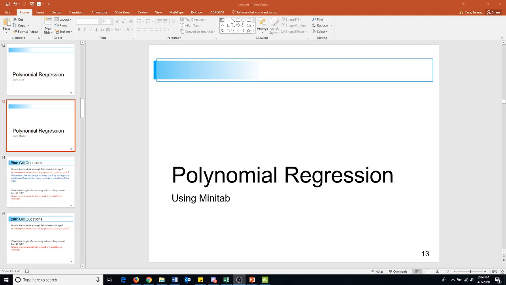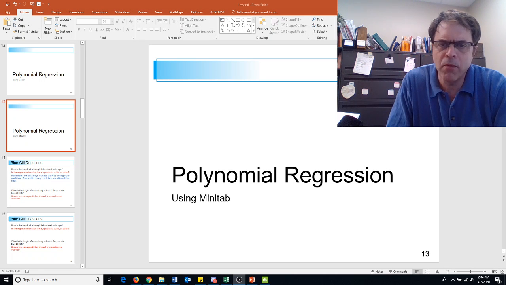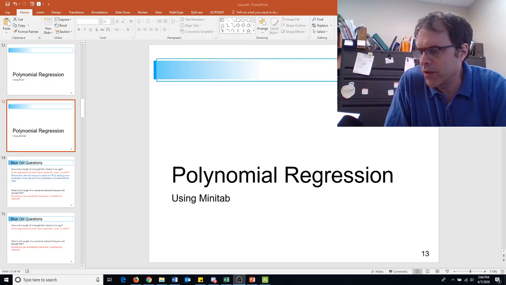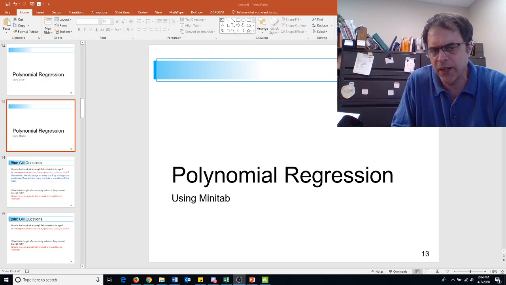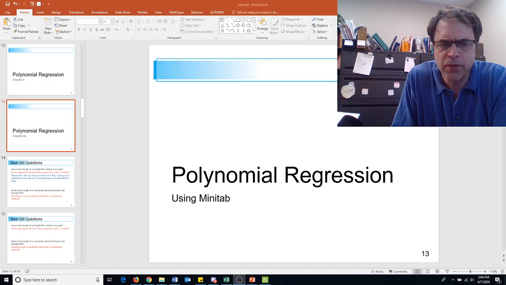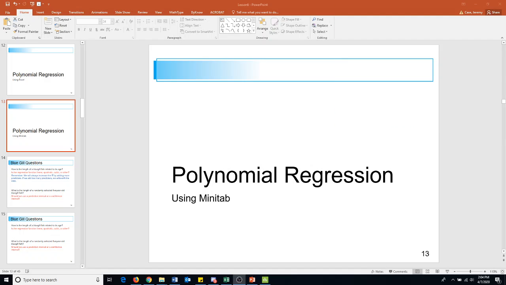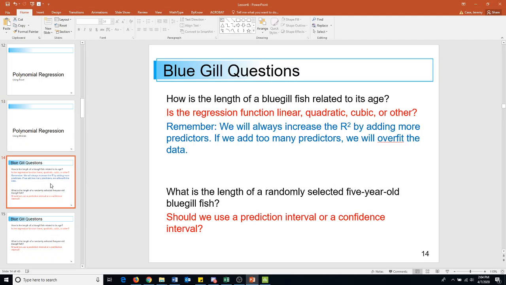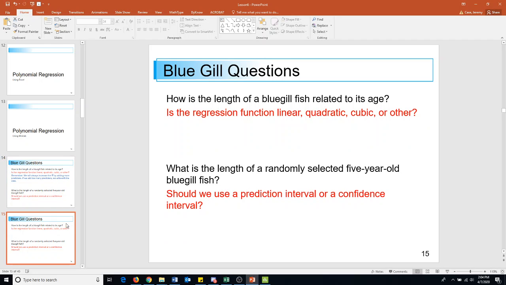Let's answer a couple of questions about why we might want to use Minitab or this method rather than just putting it in Excel and selecting a cubic polynomial. So we're going to go back and revisit our case of the polynomial regression in video 3. The question was, how is the length of a bluegill fish related to its age? And is the regression function linear, quadratic, cubic, or otherwise?